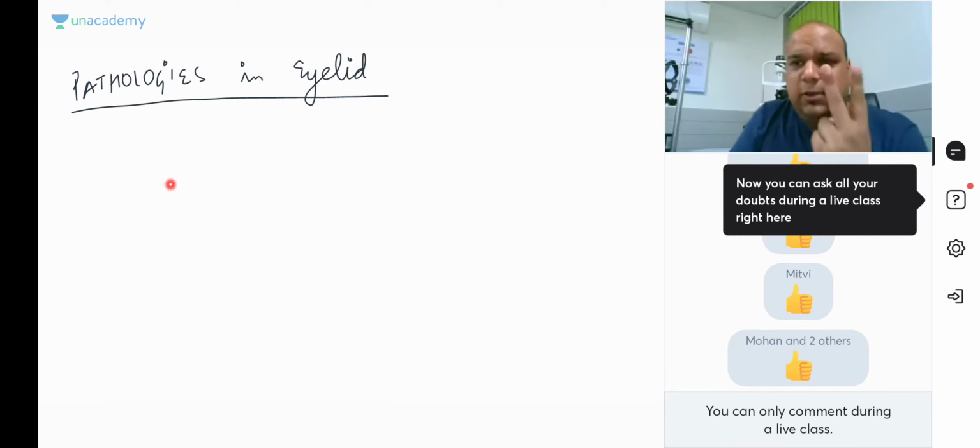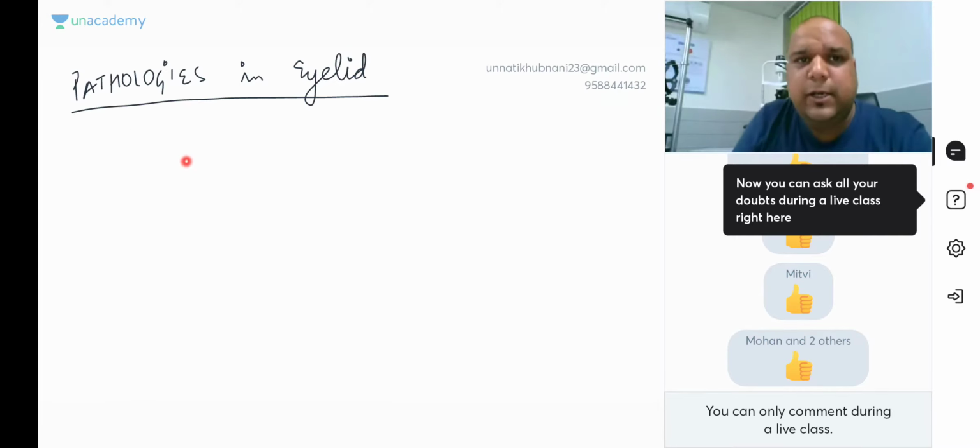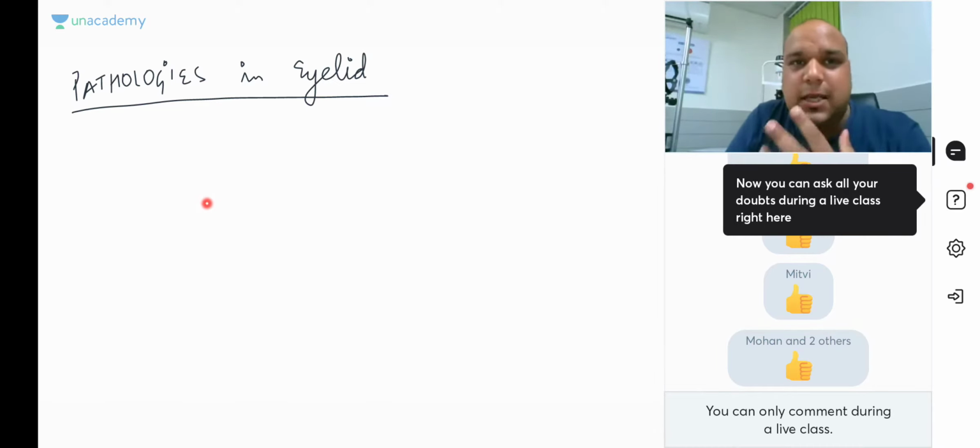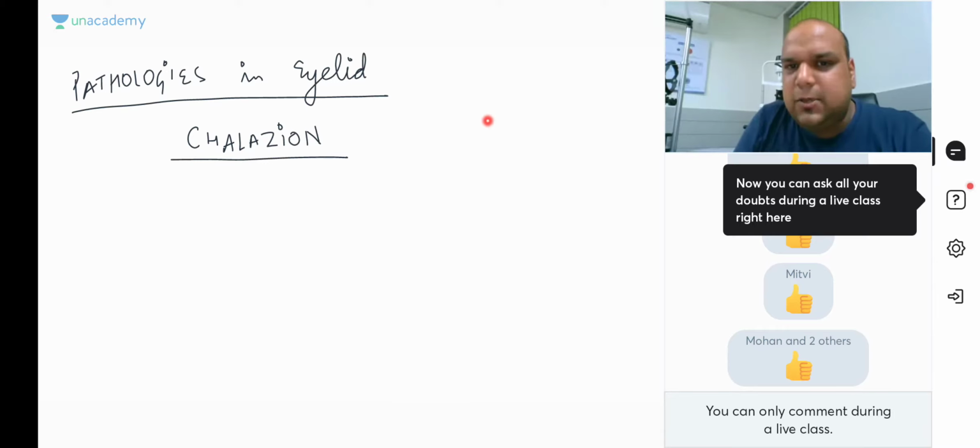There are two important pathologies in the eyelid which are very commonly asked to students, whether you are a third year student or even in post graduation. If you are a clinician, an intern or a JR, then you should know this. You should be able to treat these two conditions yourself. What are the two important conditions, everybody? The first condition is called chalazion, and the second condition is called stye.